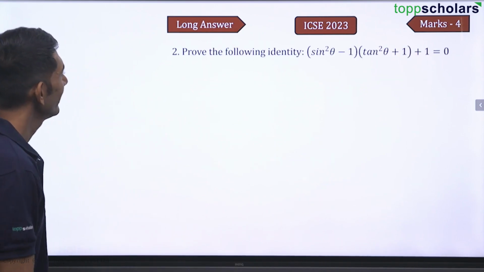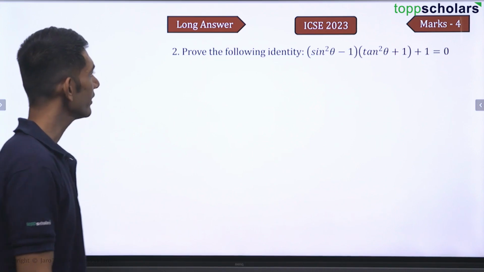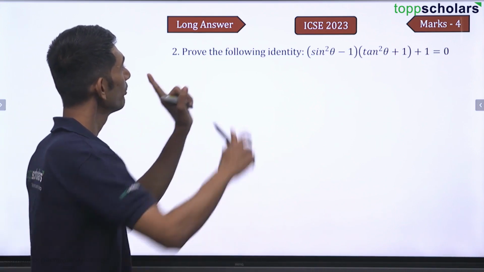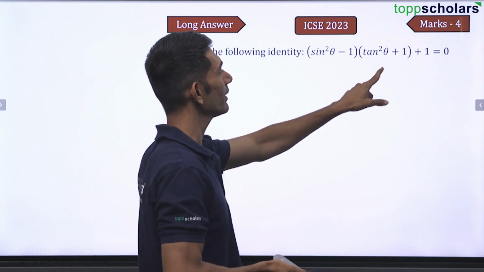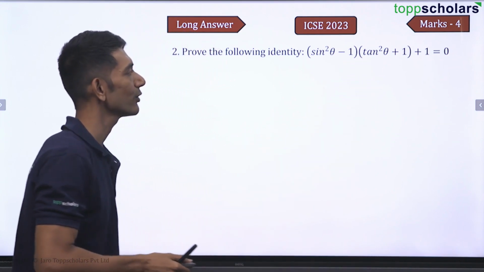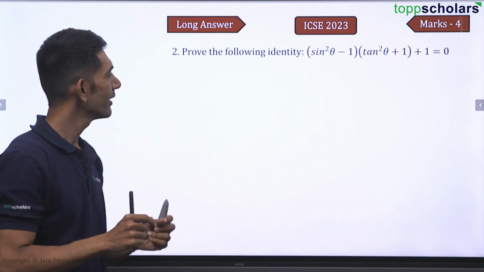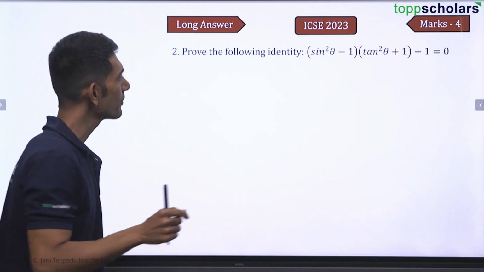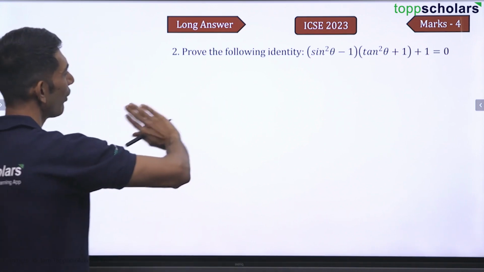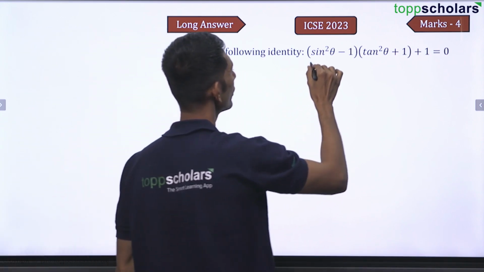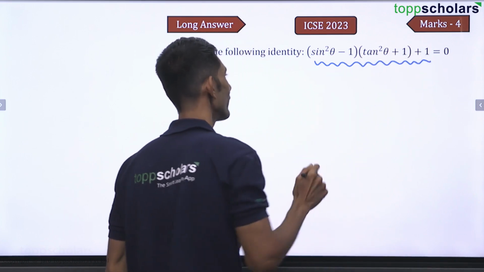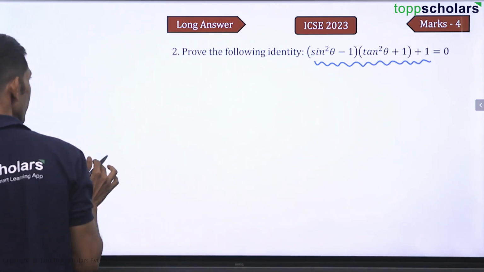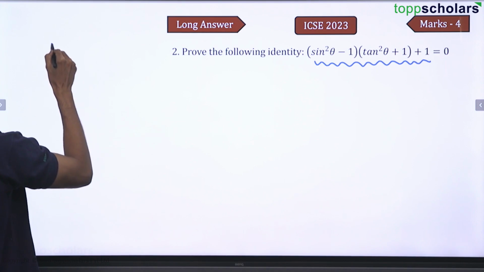Okay. Let's have a look at one more question. It says, prove the following identity. Sine square theta minus 1, 1 plus tan square theta plus 1 is equal to 0. Okay. Now it is very simple, because if you see, almost identities are going to be used here, the basic identities. So how are we going to do that? So let us pick up the left hand side first. Let's begin with the proof.